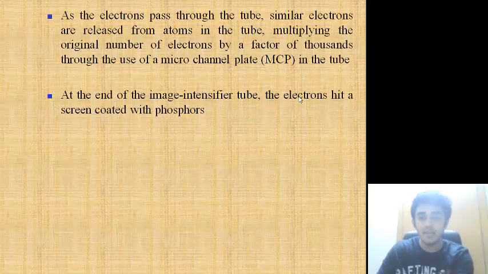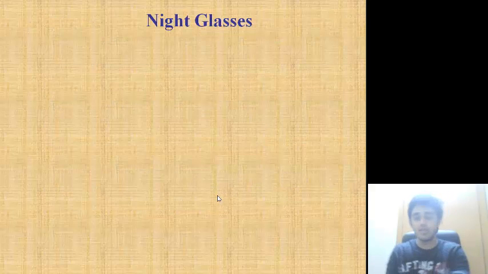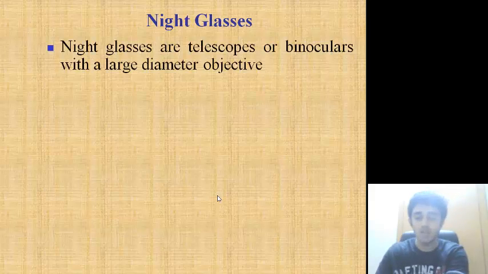At the end of the image intensifier tube, the electrons hit the plate coated with phosphors. A green phosphor image is viewed, which can be viewed either using an ocular lens or using a monitor, as in the same case as thermal imaging. So now let's take one example: night glasses. What is a night glass?